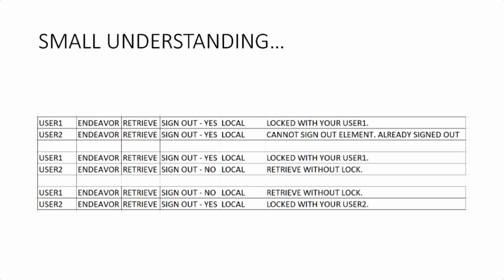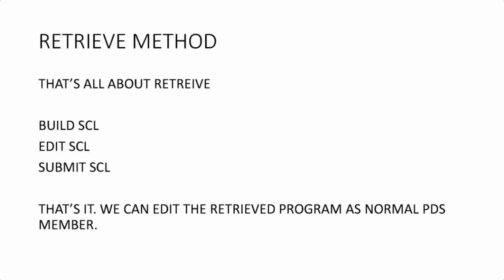Next case: user one signed out with sign out S and it is locked with user one, and user two tries to retrieve with sign out no. Retrieving without lock means user two is not trying to sign out, so just copy paste can be done. Third case: user one just retrieved with sign out no, without lock. User two retrieves with sign out, so the element will be locked with user two. It is just like a lock: whoever has the key, and the key is nothing but the sign out. So we have finished all about the retrieve method.